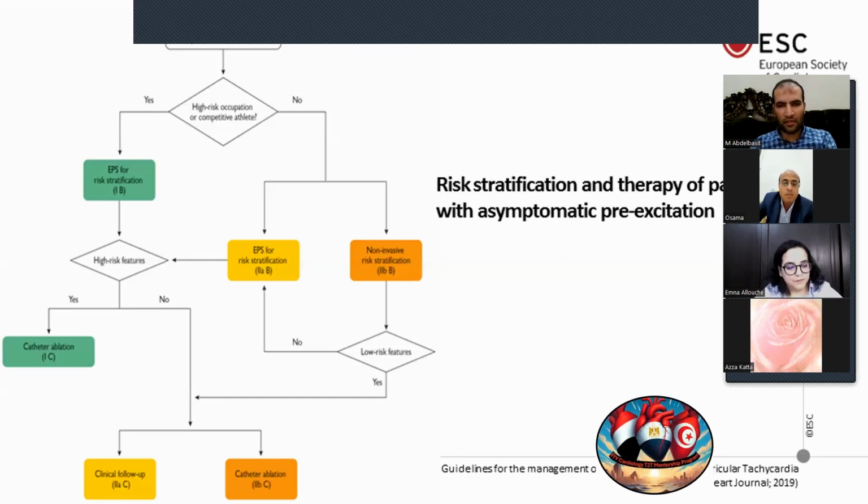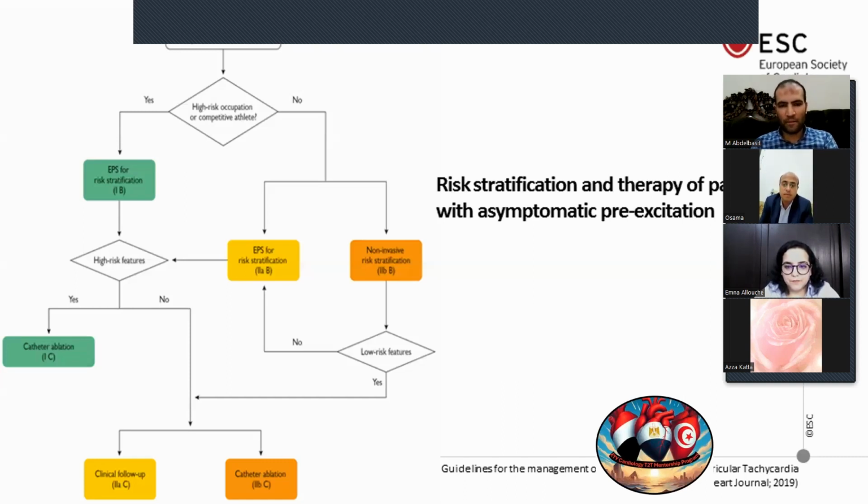Okay. So we could say that EPS is recommended for any patient with asymptomatic pre-excitation for risk stratification. Yes. And we say that intermittent pre-excitation is safe and we shouldn't proceed to EPS?